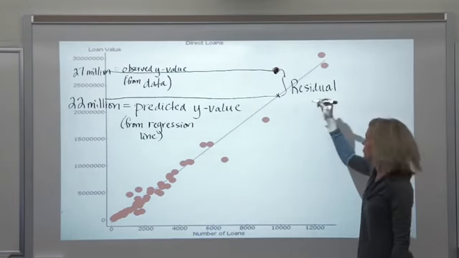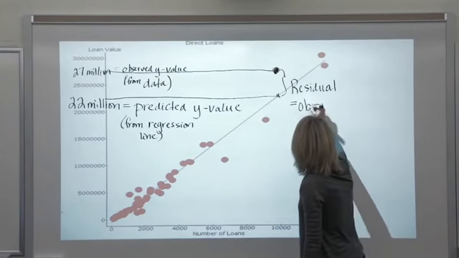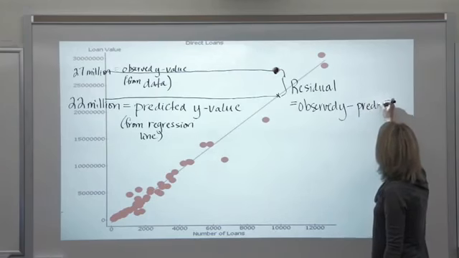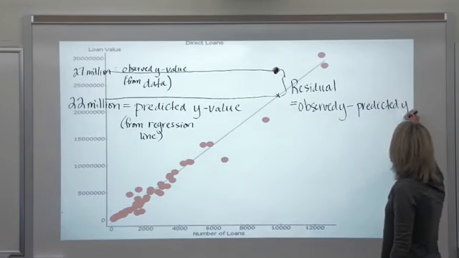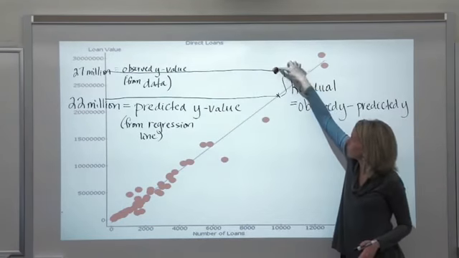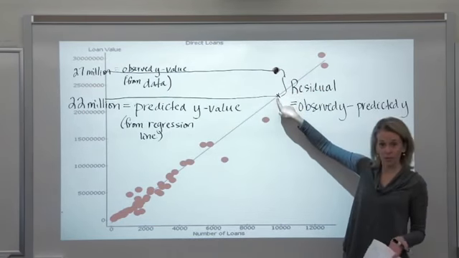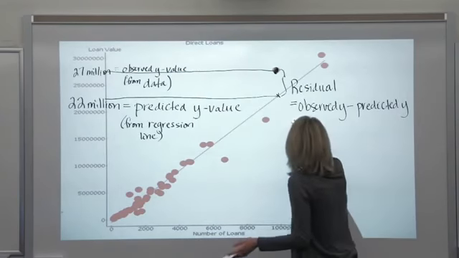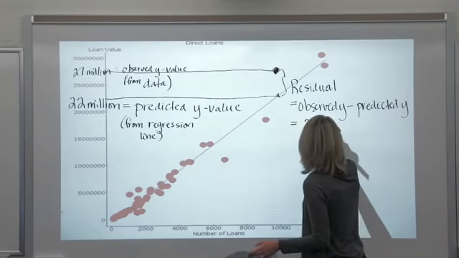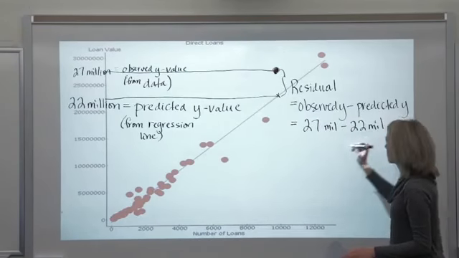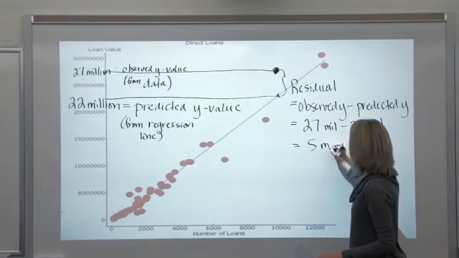And when we compute a residual, we always take the observed Y value first, and then subtract off the predicted Y value. We can see that for this particular point, the observed value was bigger than the predicted value, and so this point is going to have a positive residual. So if we look at the difference for this one, 27 million minus 22 million, the residual for this point was 5 million.